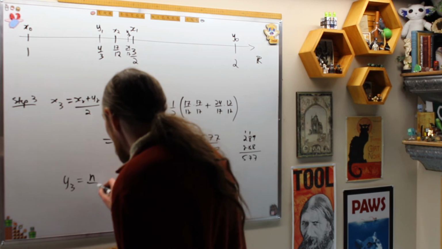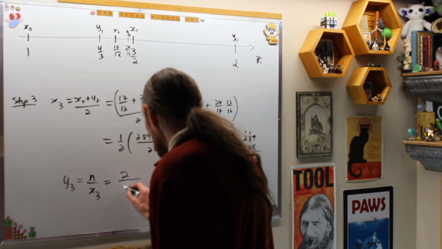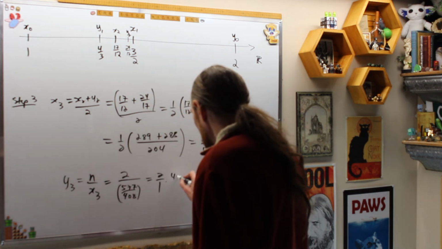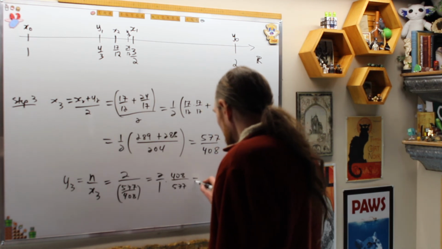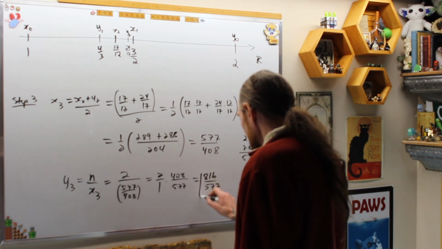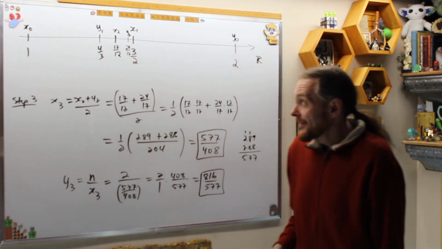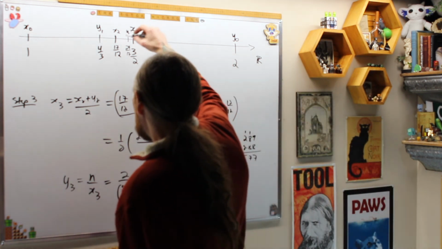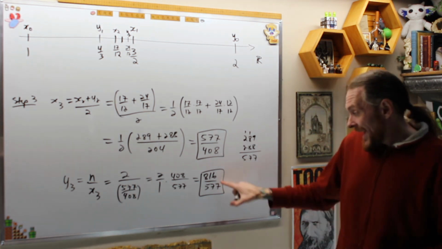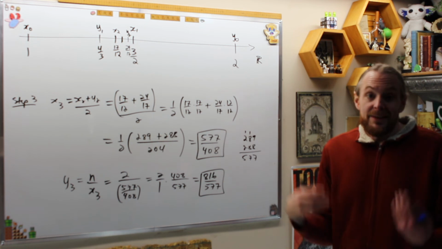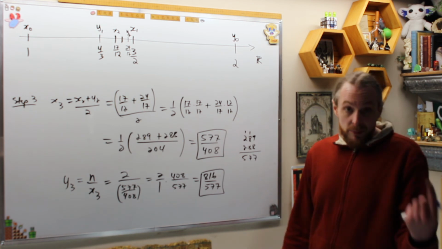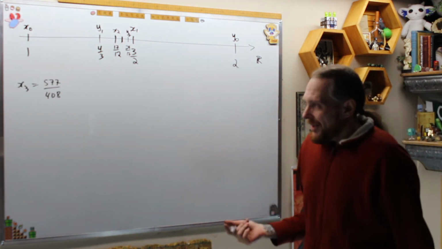y3 is going to be n over x3, which is 2 over 577 over 408, which is equal to 2 over 1 times 408 over 577, which is 816 over 577. These are the last two guesses that we got. Remember, the average will be right in between here, and then we have another guess, but we're getting pretty close. Now what do we do? We have a method of using rational numbers, called long division, to find their decimal expansion, which is approximately equal to the decimal expansion of root 2. Let's do that. I'll do the long division for x3, not both of them.